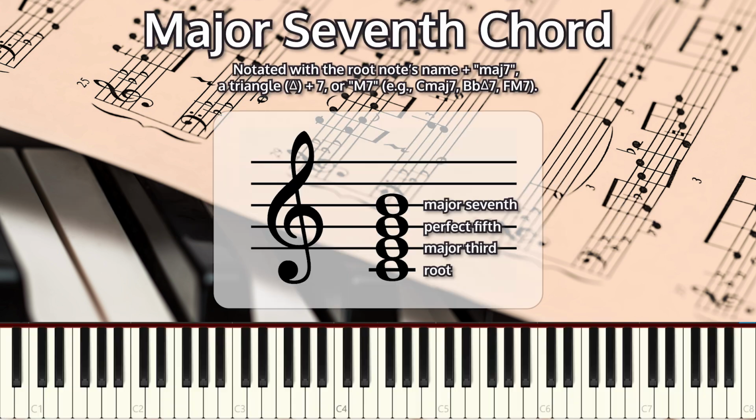The major seventh chord is a regular major triad with an added major seventh interval above the root. Its name comes from the major seventh interval and because it's built on a major triad. Its abbreviation is the root note's name followed by the characters M-A-J and the 7. There is another notation, the root note's name, a triangle, and a 7. It also could be a capitalized M instead of the characters M-A-J.